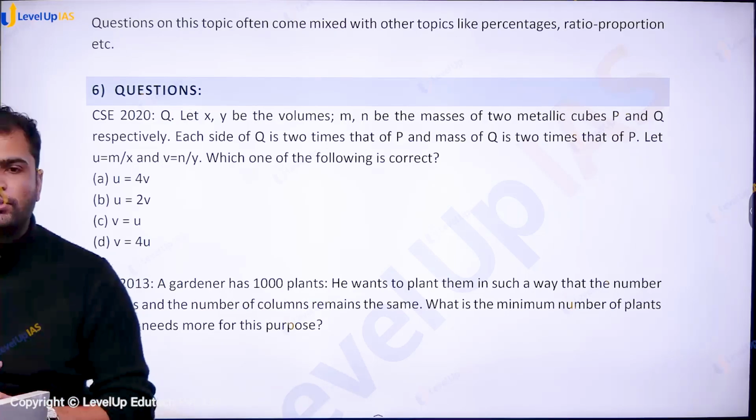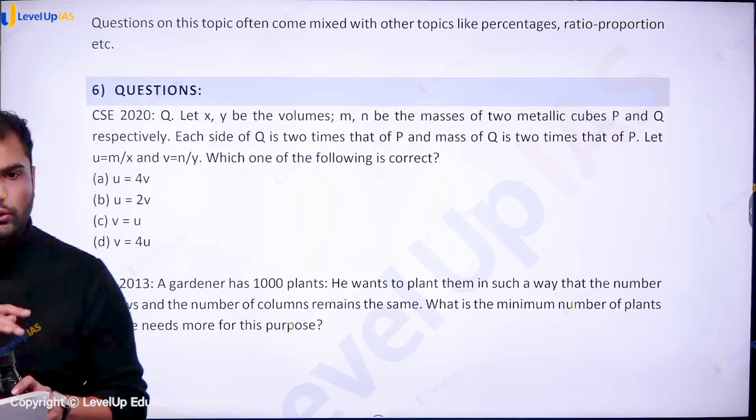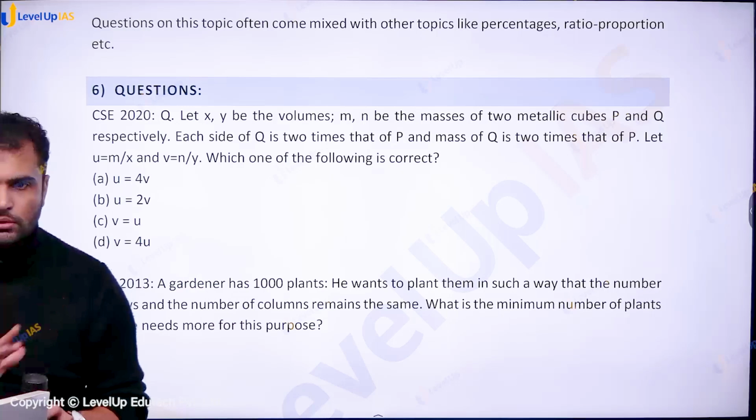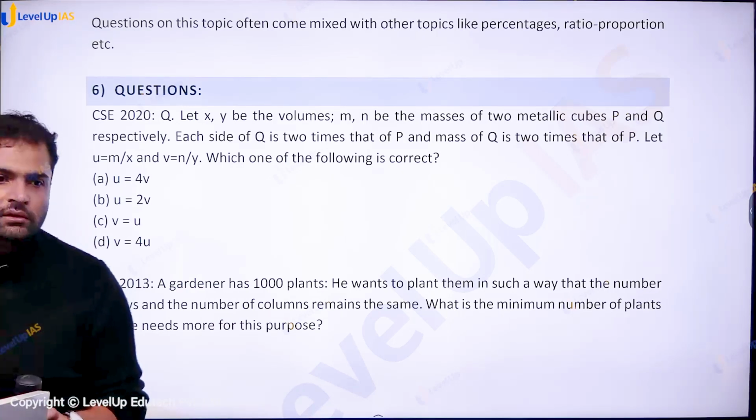The question requires you to know the volume of a cube. How do you calculate volume of a cube? Point is, whatever we are studying, that is based on PYQs.